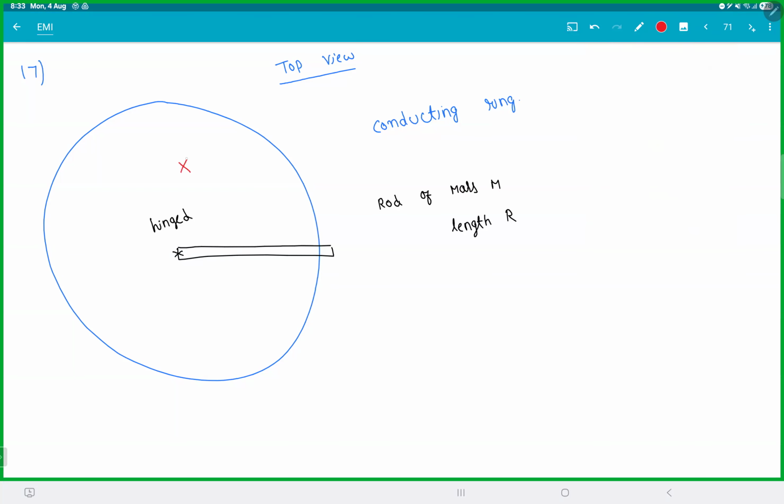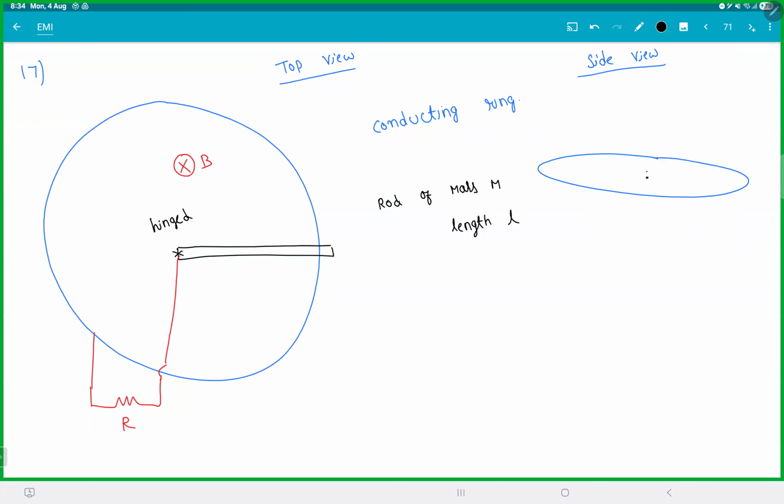There's a magnetic field in the region B. And we have a resistor connected to the circuit like this. This is resistance R. Take the length to be L. So if you look at this from the side view, the picture would look like this. So we have a rod here. The rod is sliding about the center. Able to visualize how it is?